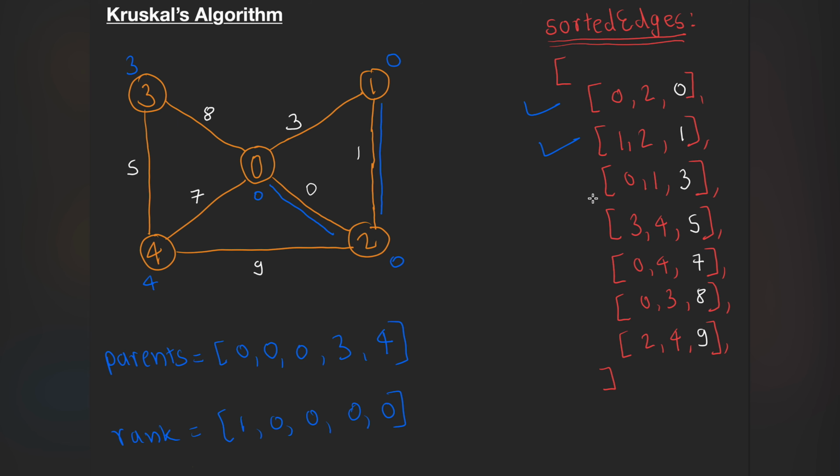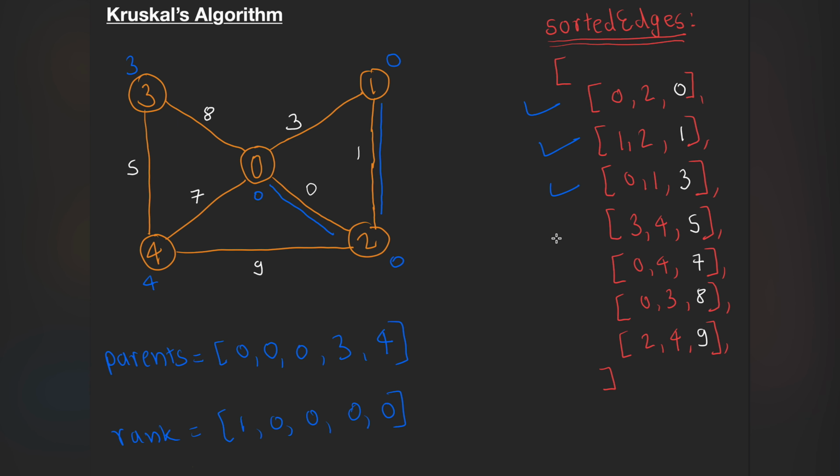Now we'll move to the third edge. This connects vertex 0 and 1. We'll check what's the parent of 0. It's 0. We'll check what's the parent of 1. It's 0. So both of these vertices belong to the same subset. Then we don't need to do anything here. We'll just skip this edge.